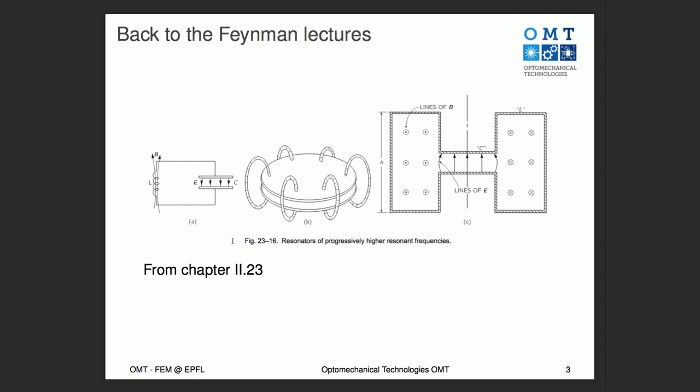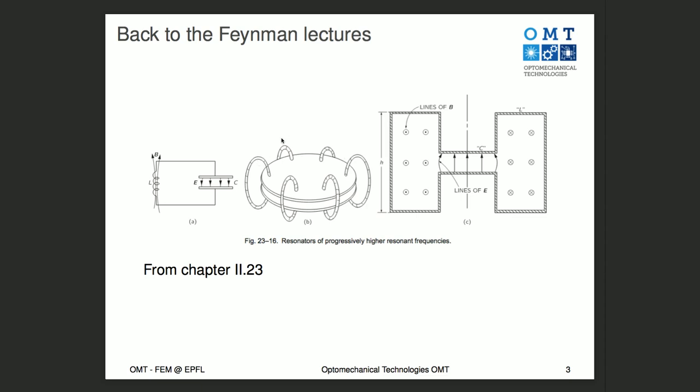Now, what Richard Feynman suggests to do is, let's try to increase the resonance frequency of our oscillator. To do this, we can just reduce the inductance, because the resonance frequency goes like 1 over square root of LC. So what do we do to reduce our inductance? We had something with many loops. We just keep a single loop. So we have our capacitor here, and just a single loop, which should have much less inductance than many loops. And then we actually put many of those loops in parallel.